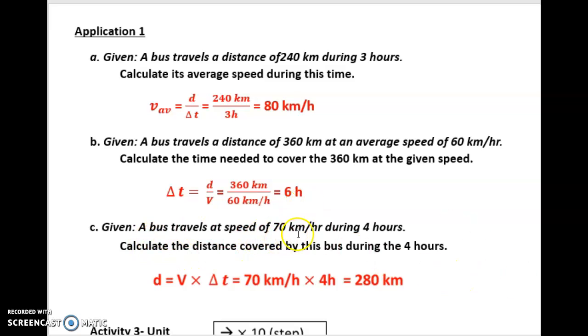Finally, a bus travels at a speed of 70 kilometers per hour during 4 hours. So we're given the speed and the time. We need now to calculate the distance during this time. By doing a cross multiplication in the original formula, we get that d times 1, which is d, equals the average speed times delta t. So 70 kilometers per hour times 4 is equal to 280 kilometers.